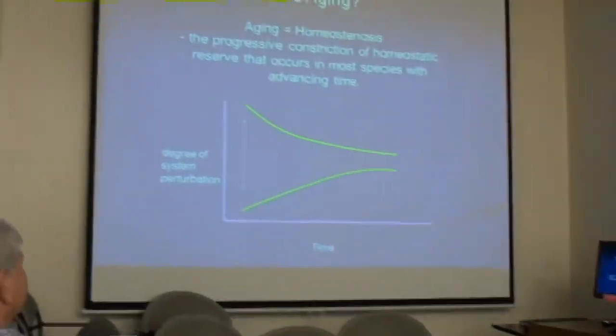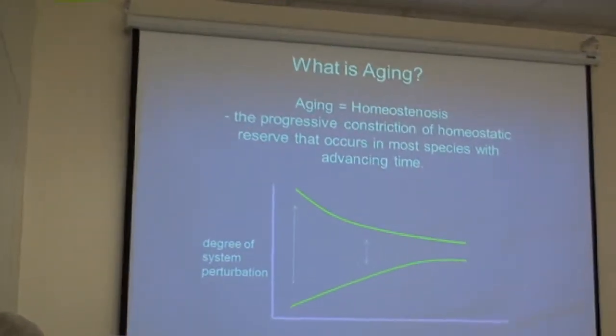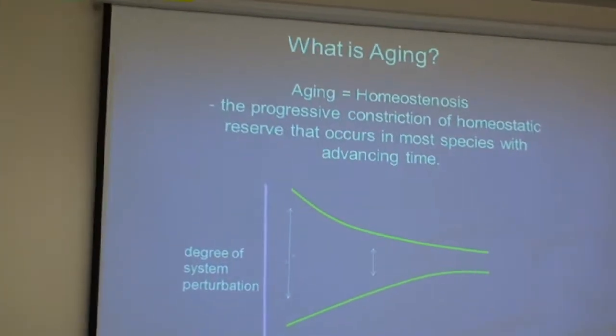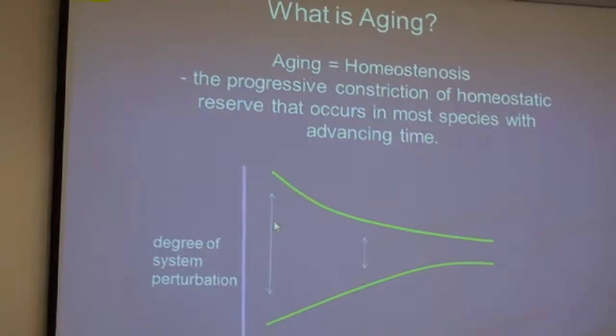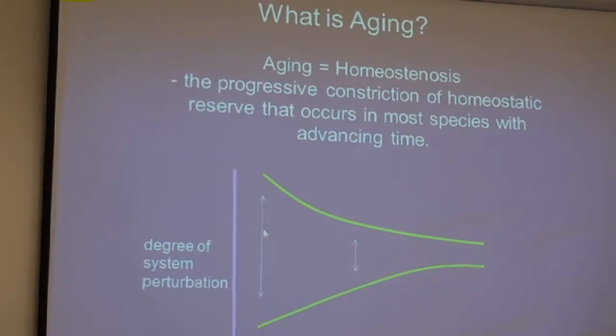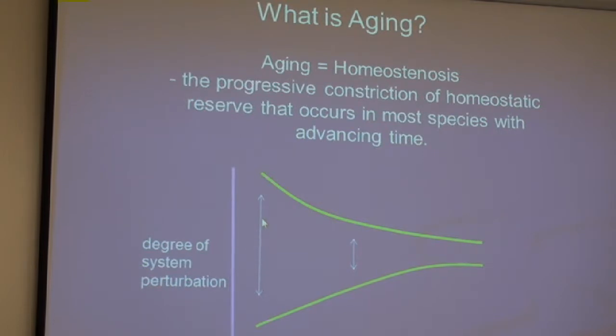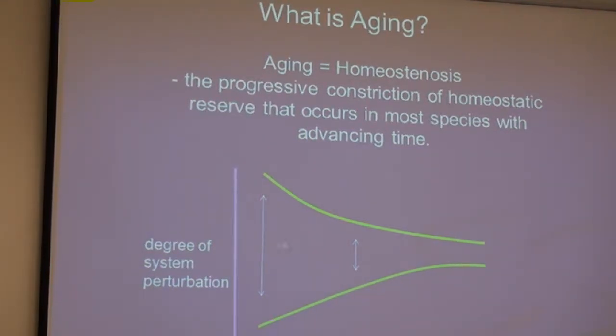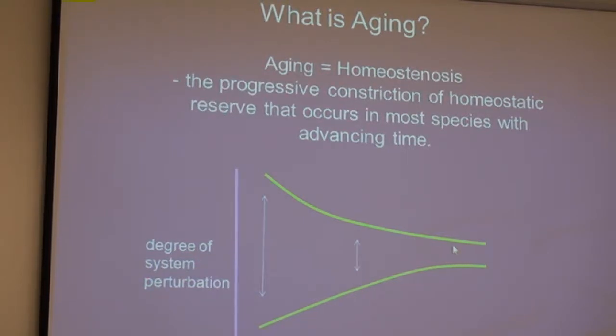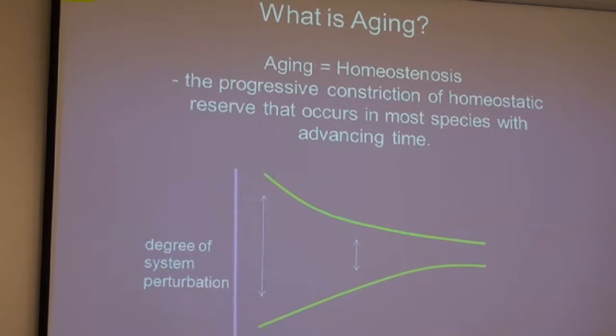And this is my favorite definition of aging. This is the idea of homeostasis, where basically whatever state a system exists in, its ability to maintain that state, or at least within some state that's compatible with life, decreases with time. And so that's why stenosis, the narrowing of this homeostatic window.